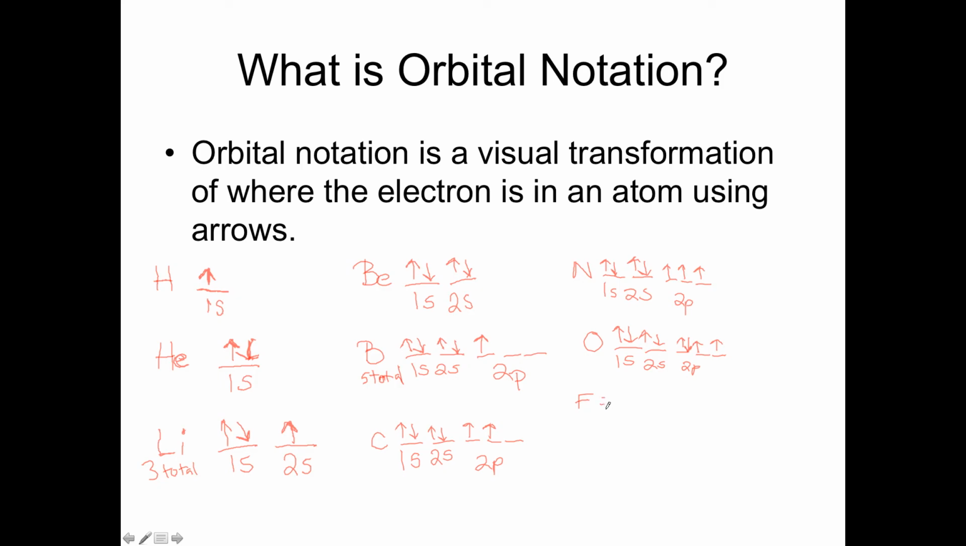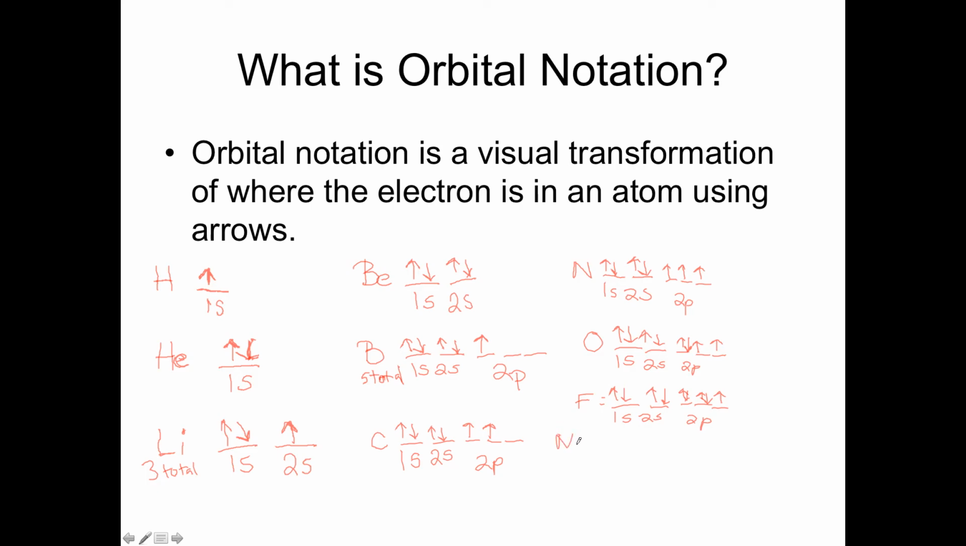Fluorine next. Up, down. Up and down. Now I'm going to the 2p. It's going to go up, up, up, each getting its own seat, and I'll have a down, and I'm one arrow short, so I'm going to put another arrow again in a seat, and I'm going to make it spin oppositely.